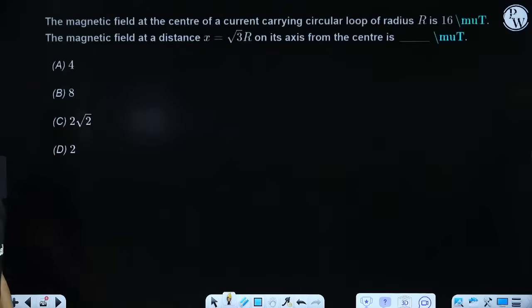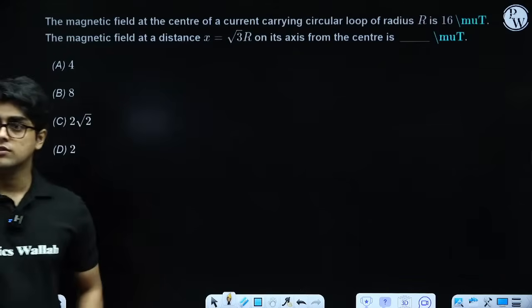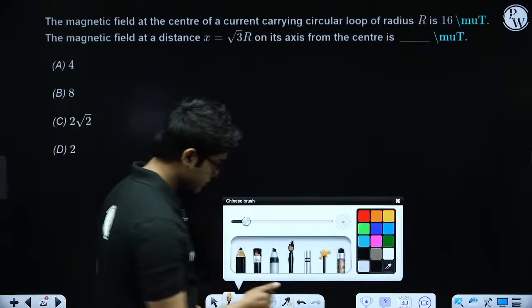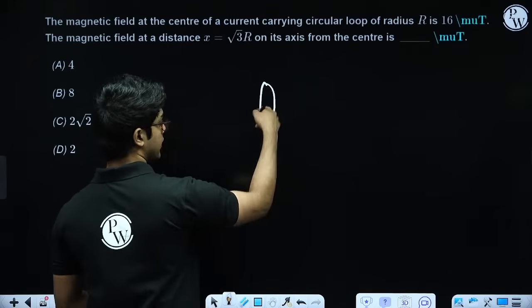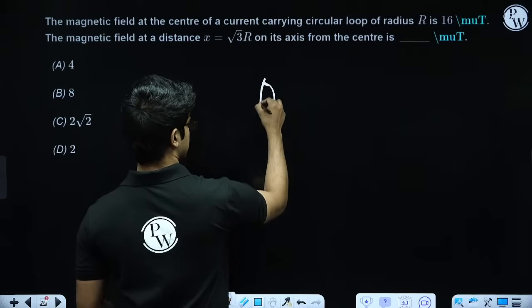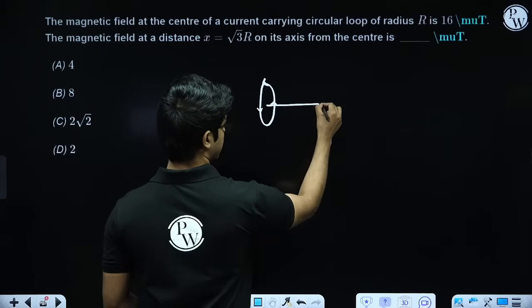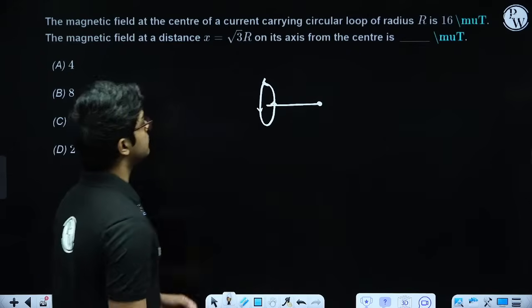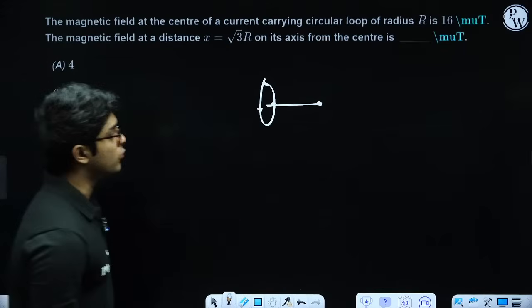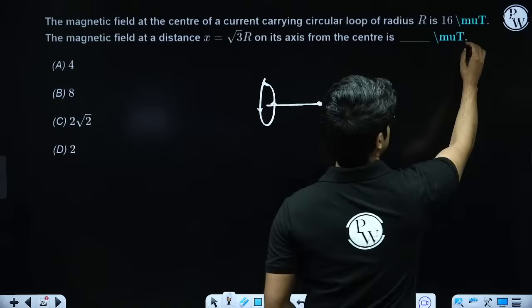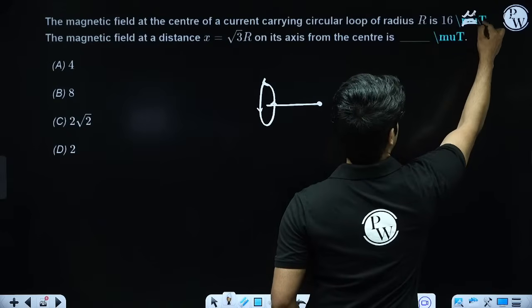Okay, so this is a simple formula based problem. We have a current carrying loop, and we have to find the magnetic field at some point on the axis. So this particular formula. It's given that the magnetic field at the center of a loop is 16 mu Tesla. Okay, so this is micro Tesla.